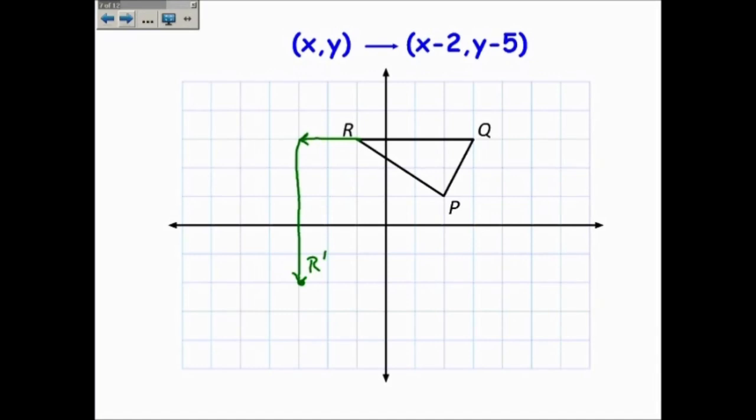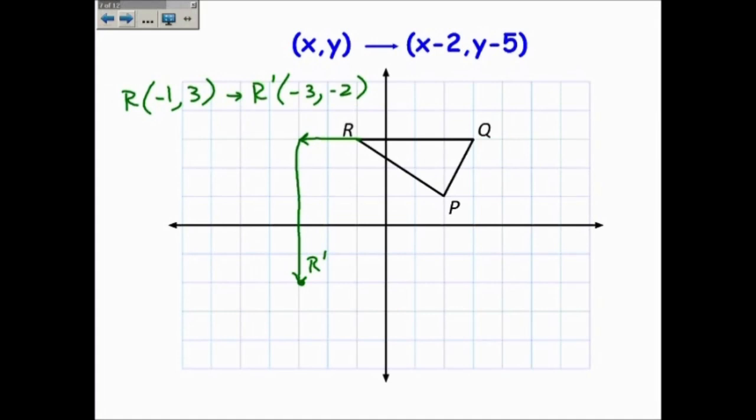Okay, now if you prefer to do it using numbers, that's fine as well. The point R is -3, +3. I'm sorry, R is -1, +3. Okay, now if we take the x-coordinate, -1, and subtract 2, we get -3. And if you take the y-coordinate 3 and subtract 5, you get -2. Okay, now R prime happens to be what we graphed over here as R prime.